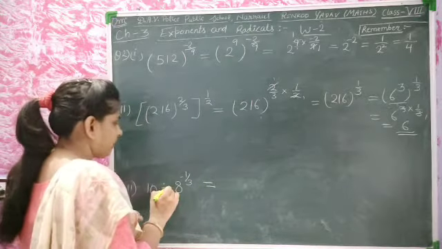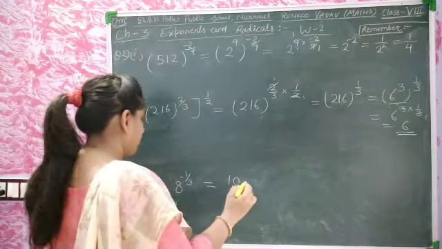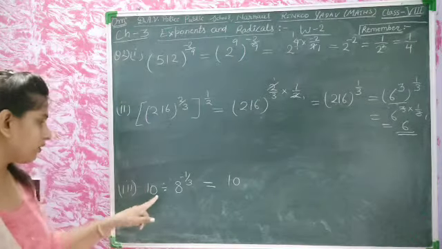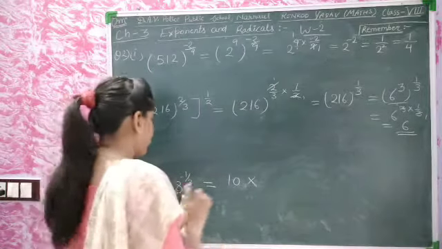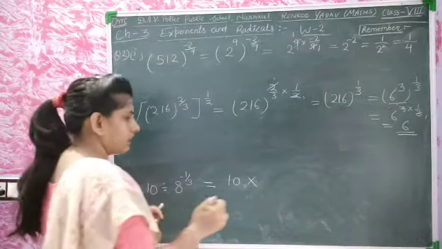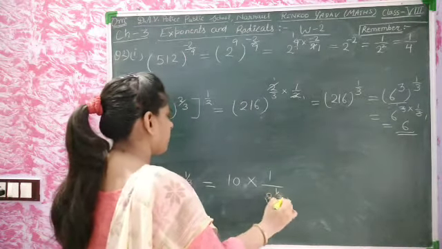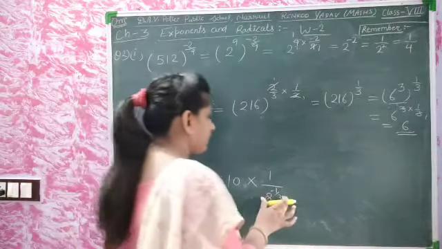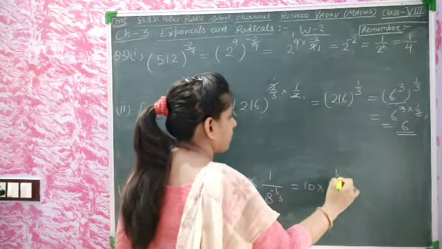The next part is 10 divided by 8 to the power minus 1 by 3. One minute. I will tell you that we change divide into multiply, and then we take the reciprocal of this number, or we take it in the denominator. So it will become 1 by 8 to the power minus 1 by 3. Done students? The reciprocal of this is equal to 10 into 8 to the power 1 by 3.